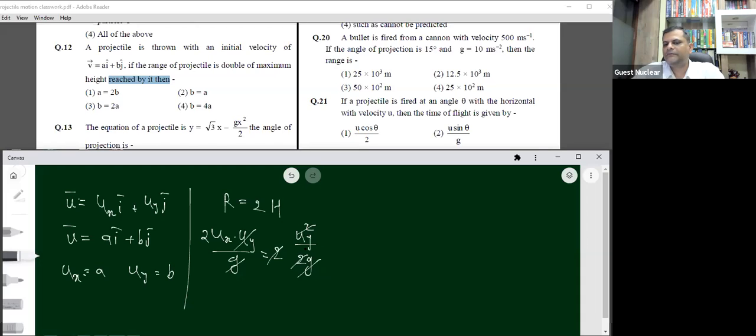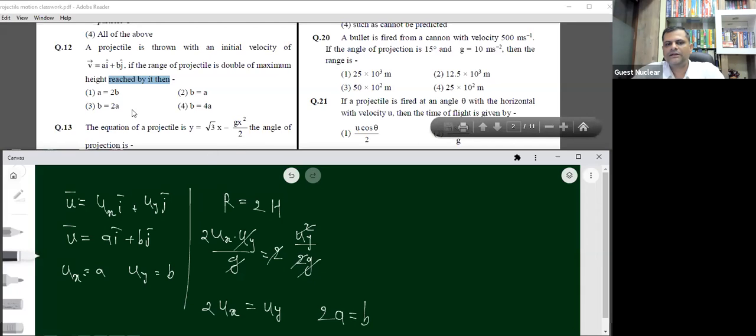Only one uy will be left here, so that we can get 2ux is equal to uy. Correct hai? And ux is what? It's a here, and uy is what? It is b here. So if we replace them here, we get the relationship between a and b, that is 2a is equal to b, which is there in option number 3, which is going to be the correct option.